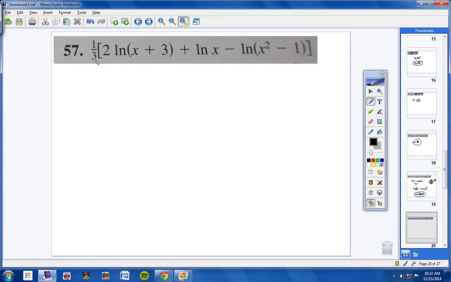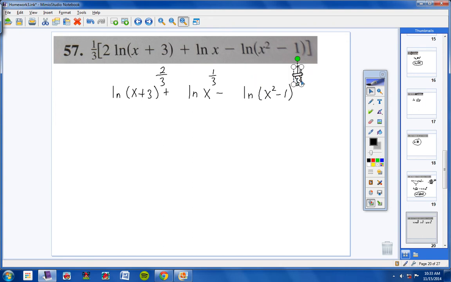Okay, let's go ahead and take our 1/3 and multiply it through. We're going to have 2/3 natural log of x plus 3 plus 1/3 natural log of x minus 1/3 natural log of x squared minus 1. Okay? Now, obviously, the 2/3 is going to go up here as a power. The 1/3 here will go as the power of the x, and then the 1/3 here will go as the power.